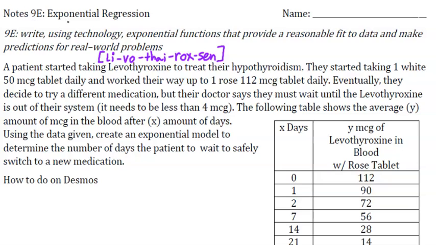Notes 9E, Exponential Regression. 9E says to write, using technology, exponential functions that provide a reasonable fit to data and make predictions for real-world problems.